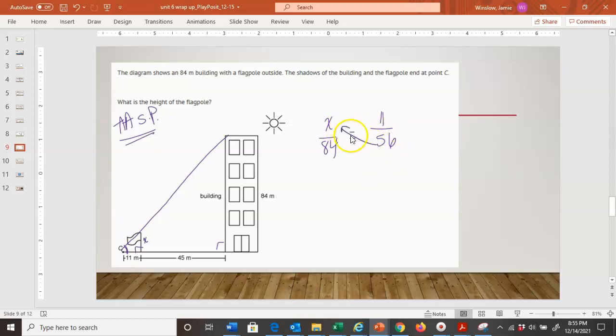And then just cross multiply. So 56x equals 84 times 11. Let's see, I'm going to grab my calculator. You should too. 84 times 11 is 924. And then we'll just divide both sides by 56. And we get 16.5 meters.